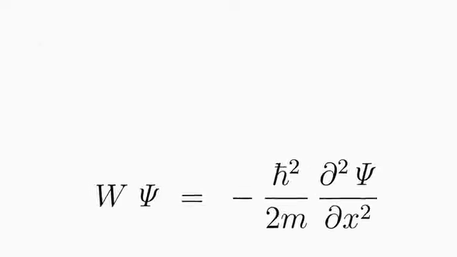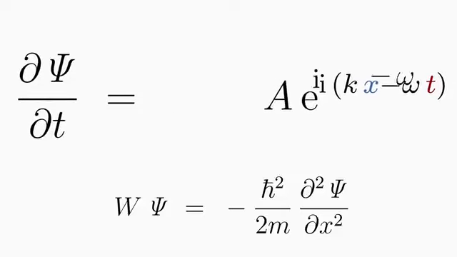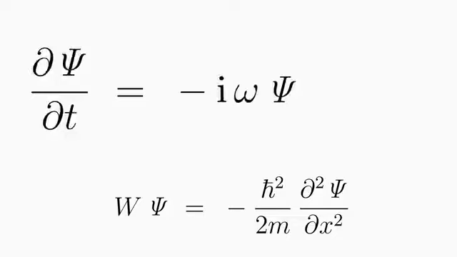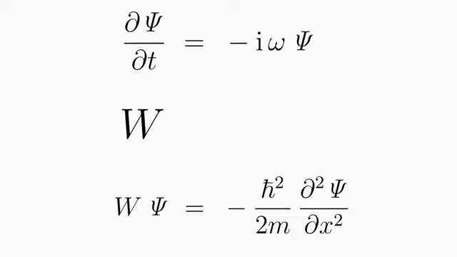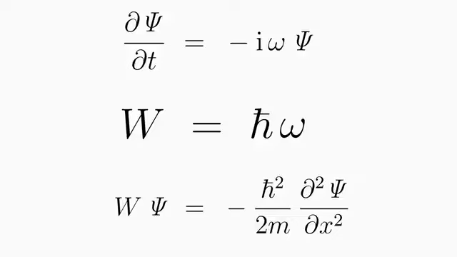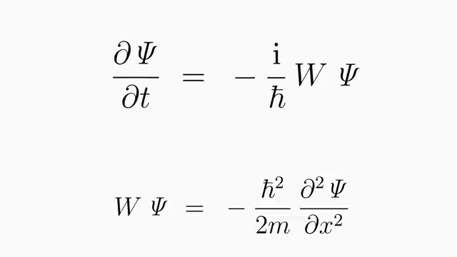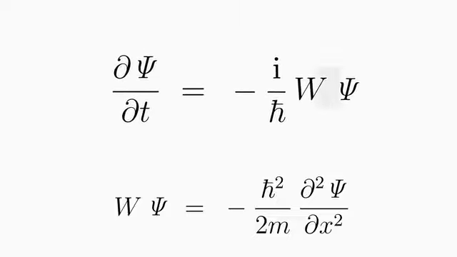Now we do some magic. Take the time derivative of the plane wave. The total energy in our case corresponds to the kinetic energy, and this can be written using the frequency omega, because of the wave-particle duality, analogous to the de Broglie wavelength. W is equal to h bar omega. Use this equation to express the frequency omega with the total energy. Rearrange the equation for W psi.